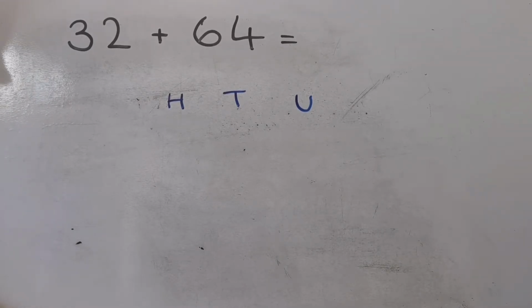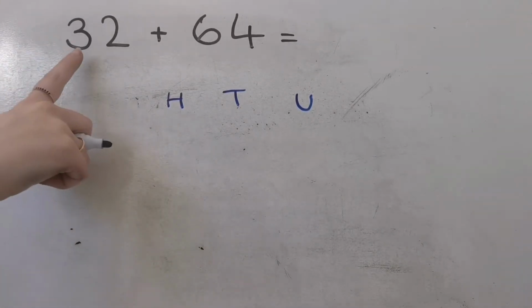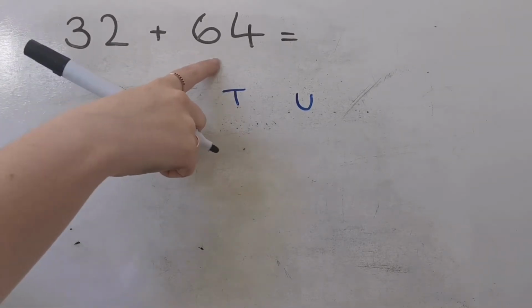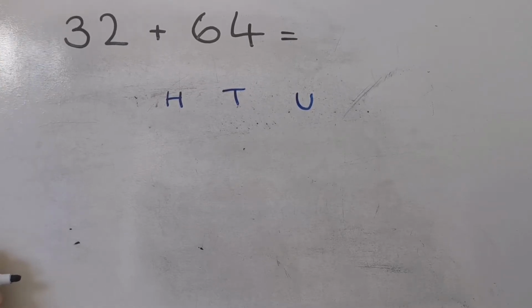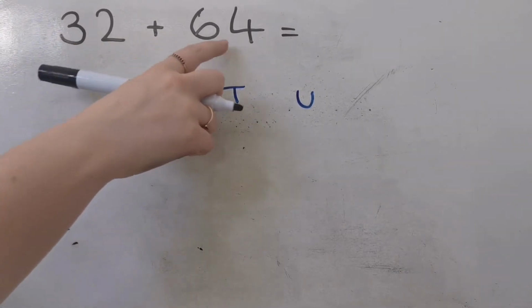Great, so we're going to start really simple, just looking at a 2-digit number plus a 2-digit number. Now for this problem, we're not going to need to do any regrouping. Great, so the very first thing I want to show you is how we line up using the correct place value. So in our problem here, we have 32 plus 64.